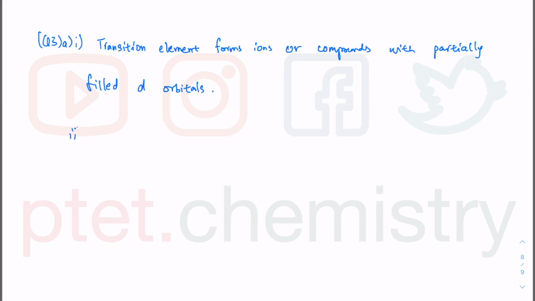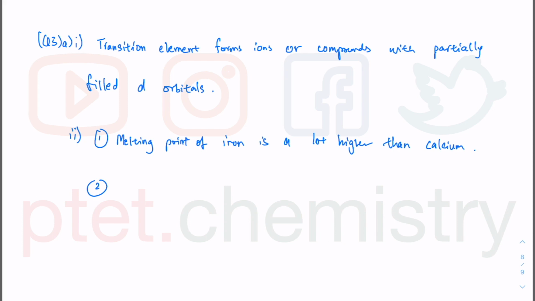Now state how the melting point and density compare with your calcium. There are two things. The melting point of transition metal is a lot higher. So the melting point of iron is a lot higher than calcium. So this is just stating, they're not asking you to explain. The transition metals melt and boil at a higher temperature. Transition metal also has a higher density. So density of iron is higher than calcium. So I am just stating, I am not explaining.